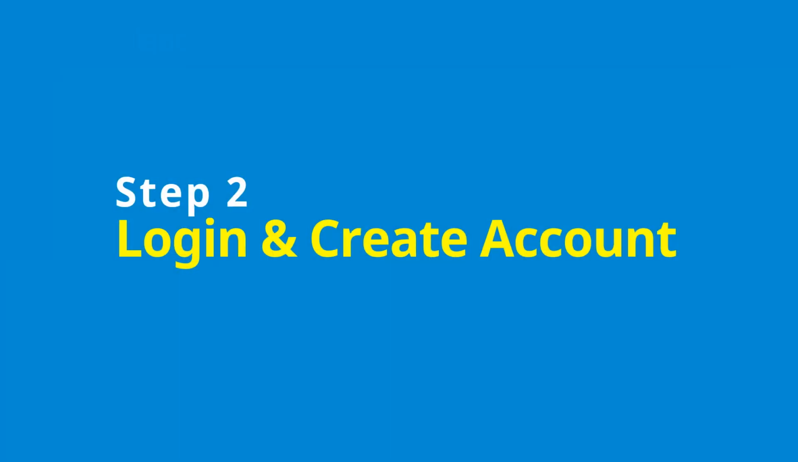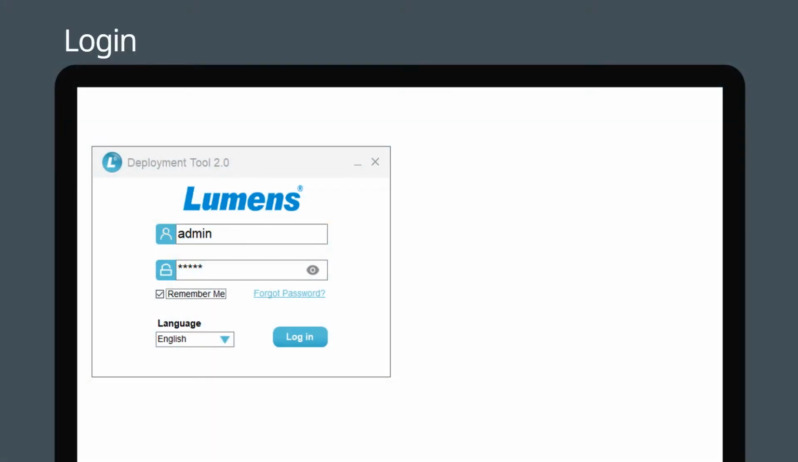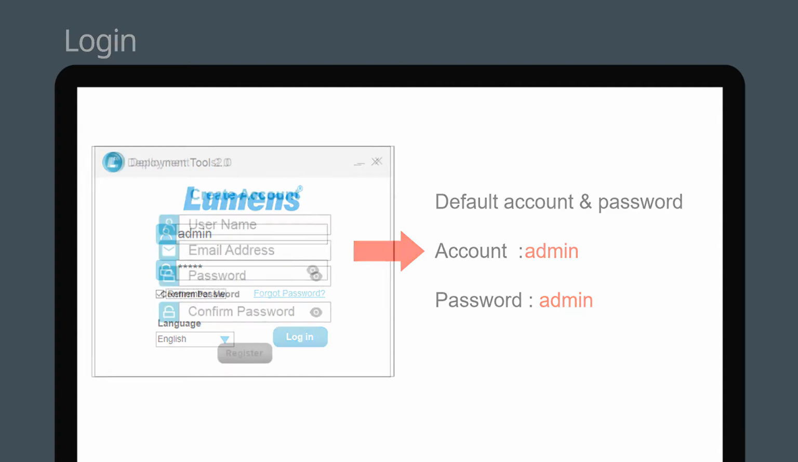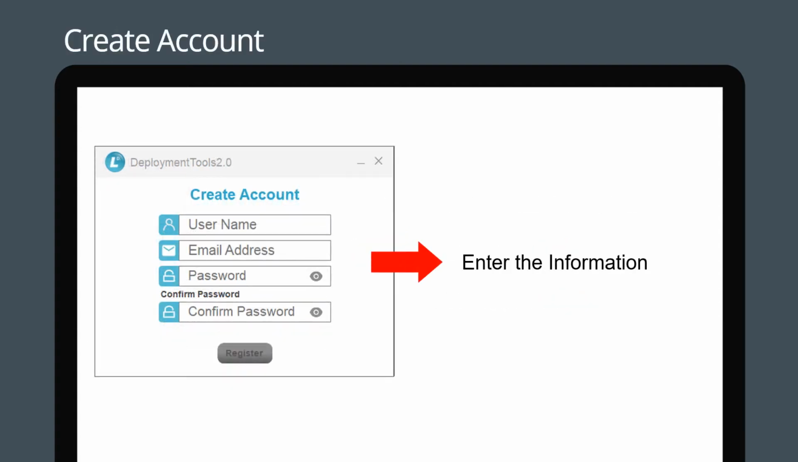Step 2. Login and create account. Open the software. The first time you log in Deployment Tool 2.0, please type in the default password. You will then be directed to the register page. Here you can create your account. Complete these few simple steps and click register. You will be returned to the login page. Now use your new account details to log in.